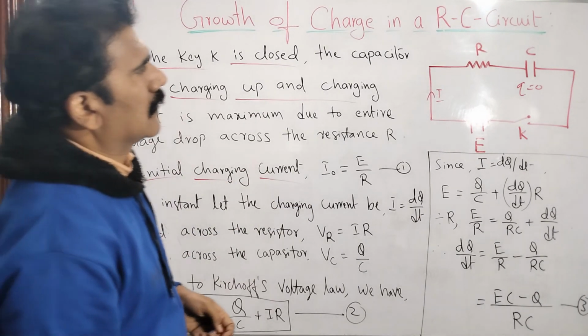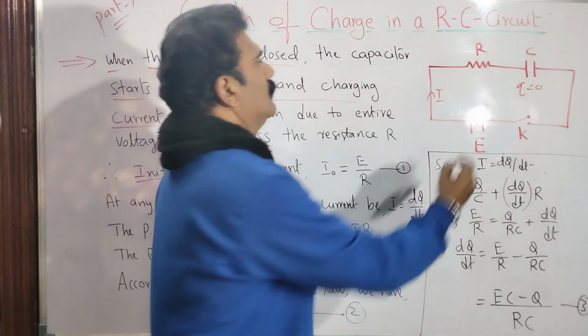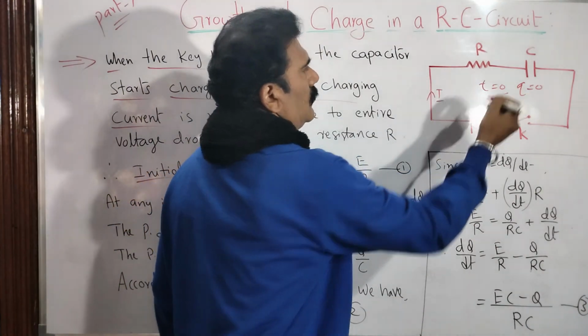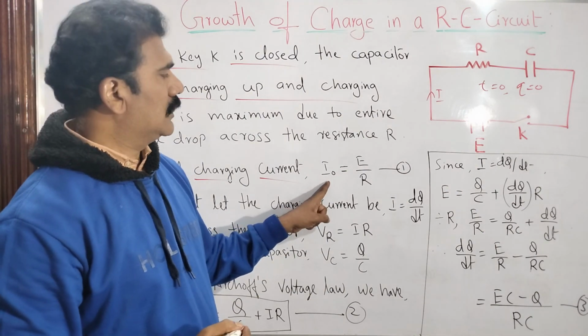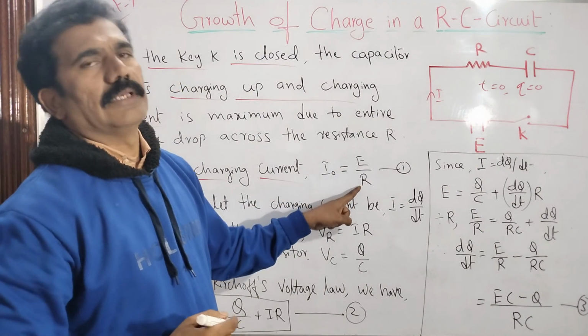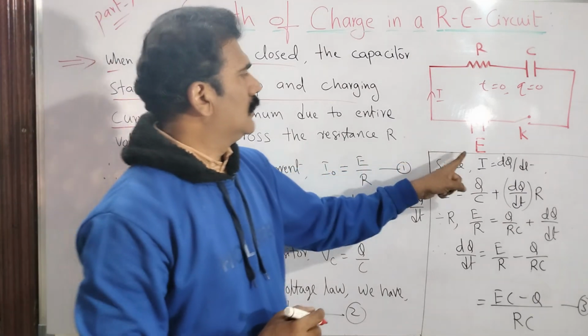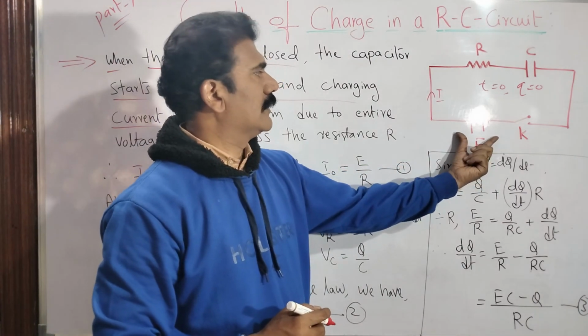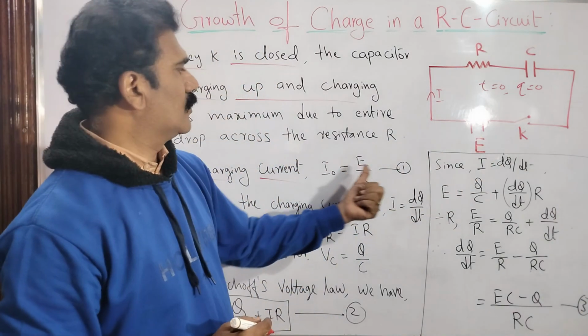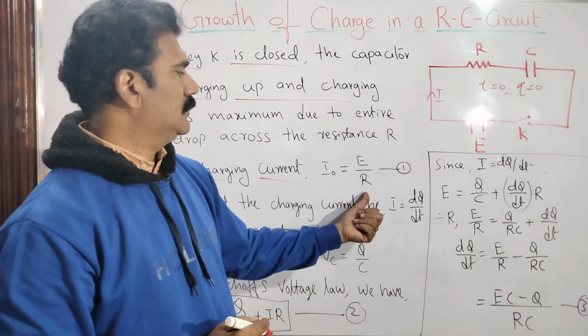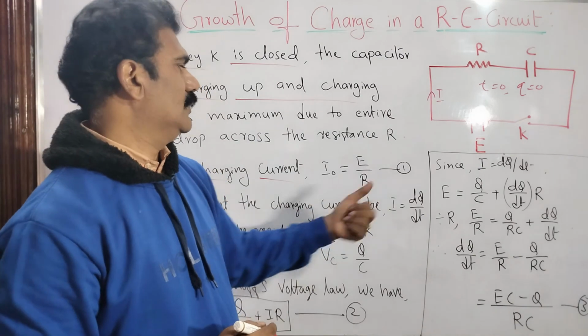Now what is the initial charging current then? At time t equal to 0, Q equal to 0, the maximum current is said to be I naught. So I naught is equal to E by R only, because whatever potential is obtained from the supply E is obtained across the resistor R. From Ohm's law, I is equal to V by R, here it is E by R.